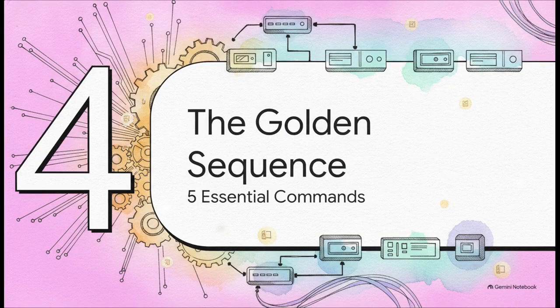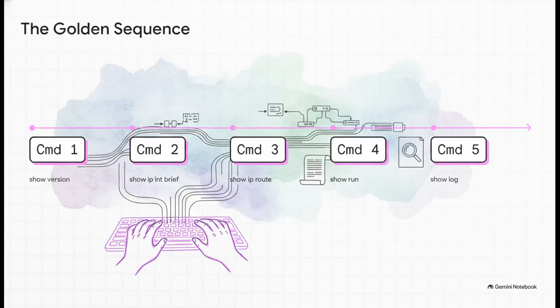Section 4. The Golden Sequence. 5 essential verification commands. To wrap up our operational toolkit, let's review what the source material officially calls the Golden Sequence. This really builds a complete picture of device health. These are the top 5 definitive commands every engineer should run, in this exact order, the very moment they log in to an unknown or newly inherited device. It's basically your ultimate orientation sequence.